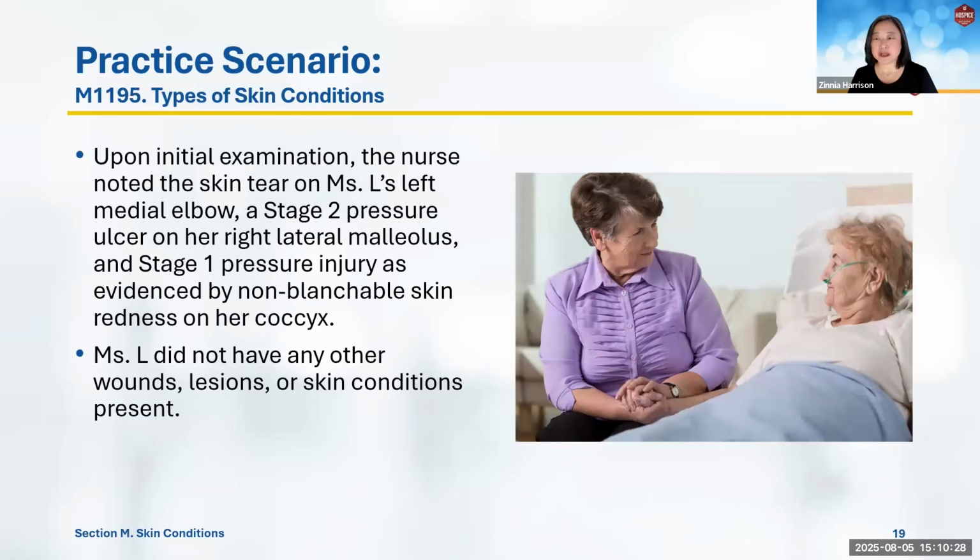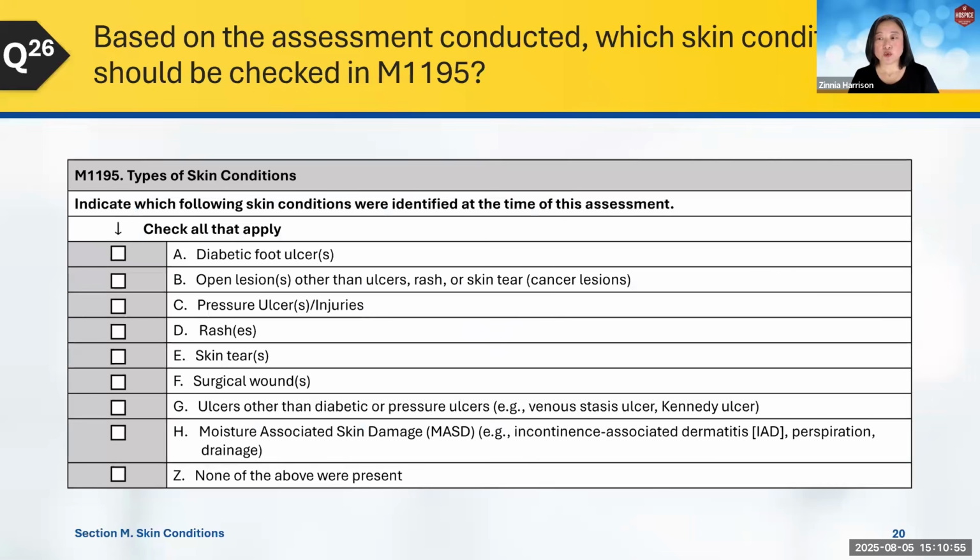Upon initial examination, the nurse noted the skin tear on Ms. L's left medial elbow, a stage 2 pressure ulcer on her right lateral malleolus, and a stage 1 pressure injury as evidenced by non-blanchable skin redness on her coccyx. She did not have any other wounds, lesions, or skin conditions present. So based on the assessment conducted, which skin condition should be checked in the type of skin conditions? Let's launch that poll.